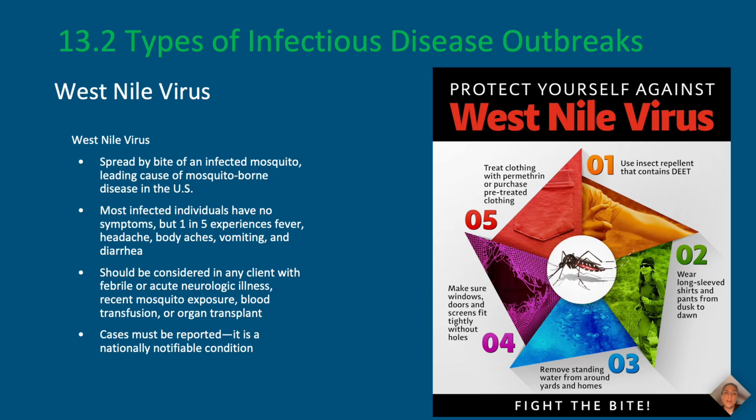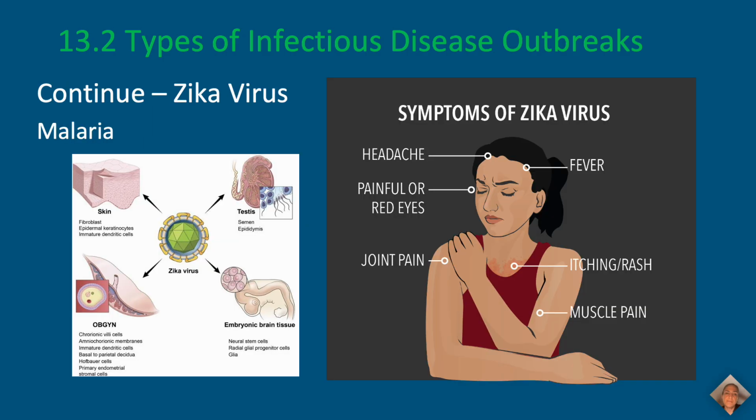So the West Nile virus is spread by the bite of an infected mosquito, and it is the leading cause of mosquito-borne disease in the United States. Most infected individuals have no symptoms, but 1 in 5 experience fever, headache, body ache, vomiting, and diarrhea. It should be considered in any person with febrile or acute neurologic illness, so you want to be thinking about recent mosquito exposure, blood transfusion, or organ transplant, and cases must be reported. So it's a nationally notifiable condition.